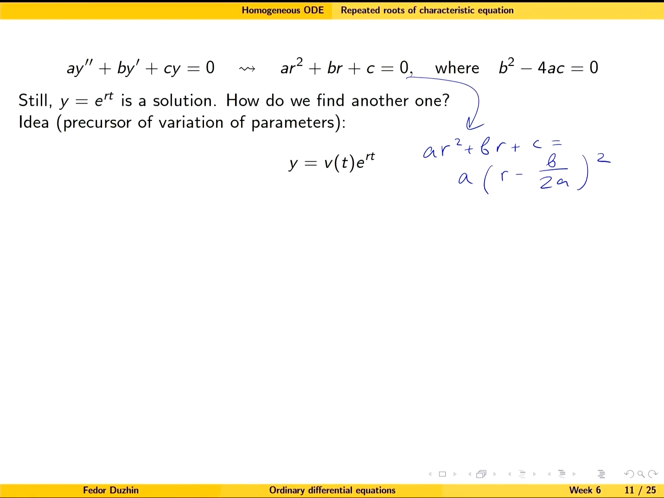But then if r is that repeated root, which means b over 2a, then e to the rt is still a solution, right? But theoretically we know that there must be two linearly independent solutions. So where do we get the other one? We know one of them, so how do we construct the other one?